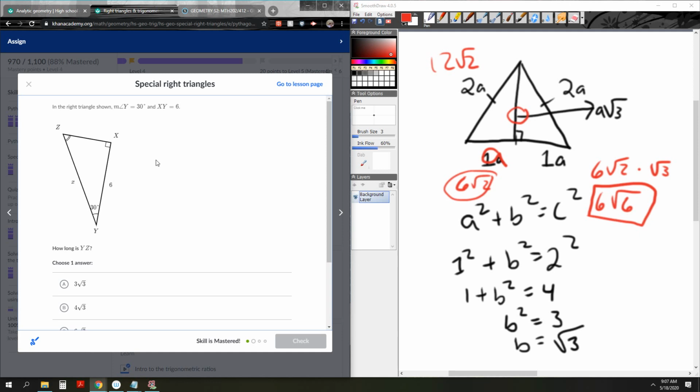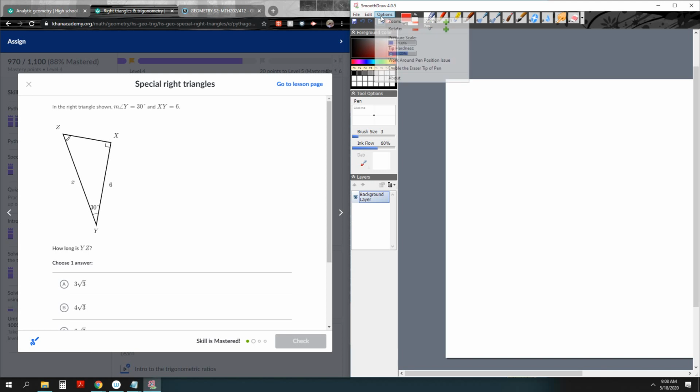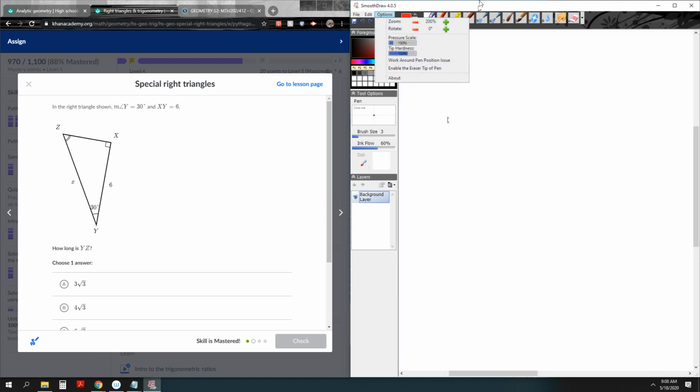Okay, this is another 30, 60, 90, so it's going to be basically the same as it was before. We know the medium side, and this is the short side. So coming back over here to our triangle, let's make a new page. Let's zoom so it takes up the whole thing.